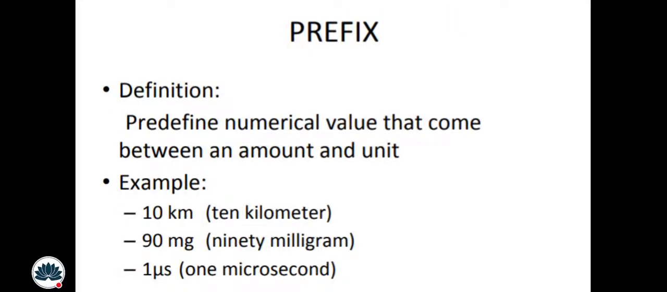Okay, so what are the prefixes? The definition is predefined numerical values that come between an amount and a unit. It means, for example, 10 kilometer, and 90 milligram, and 1 microsecond. These are the prefixes. For more understanding, moving towards the next.